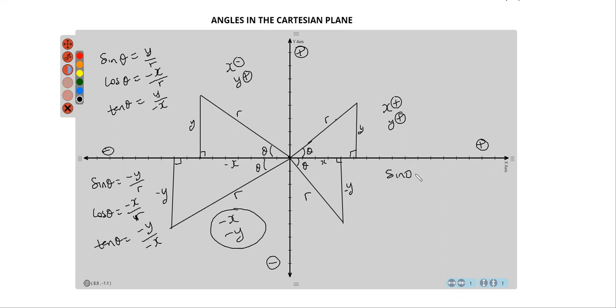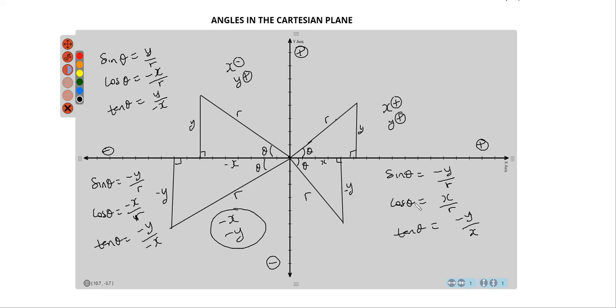Sine theta is going to be equal to opposite, which is negative y over r. What about cos theta? Cos theta is going to be equal to x over r, and you can see now your cos theta is positive. What about tan theta here? Tan theta is equal to negative y over x, and you can see now your tan is also negative in the fourth quadrant.